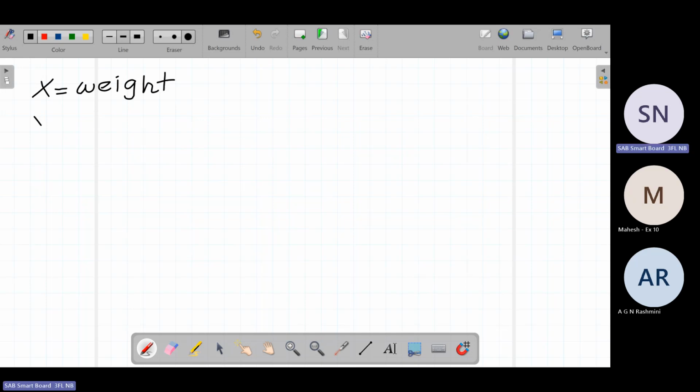Okay. Then next, it is normally distributed. The mu value we do not know. Variance is 7.8 squared. Yeah, then these are the information given.